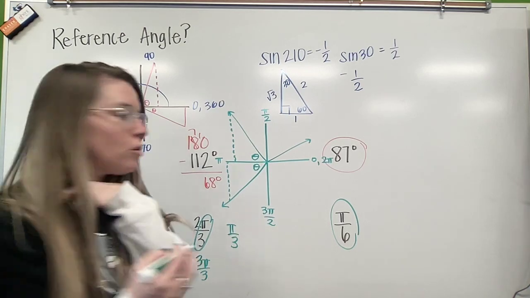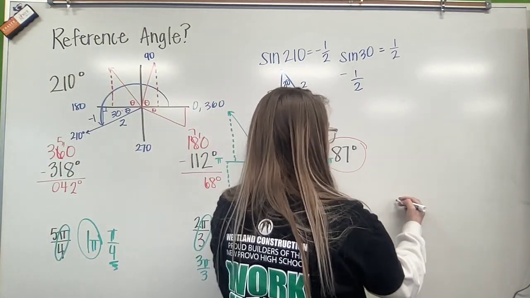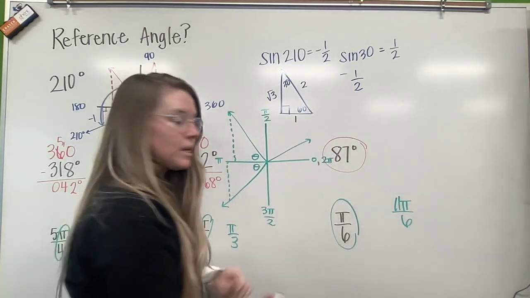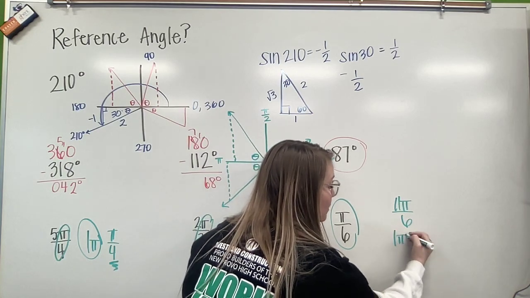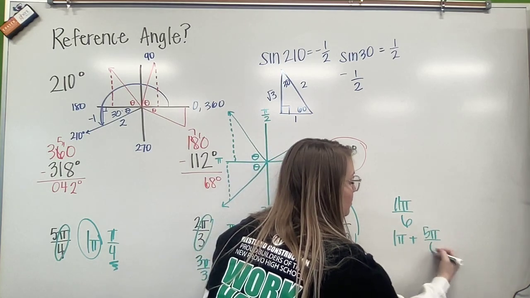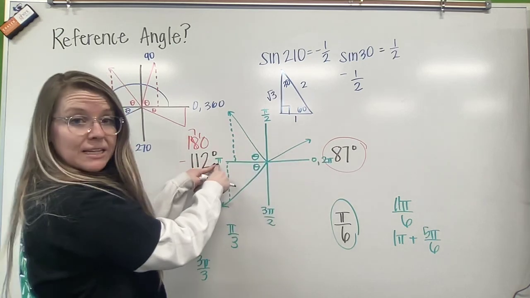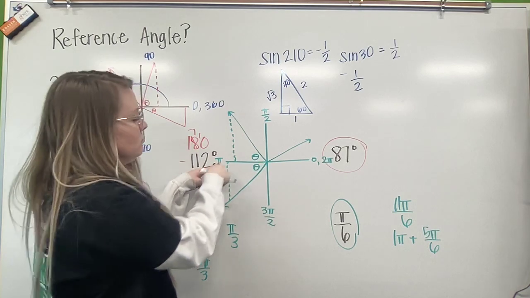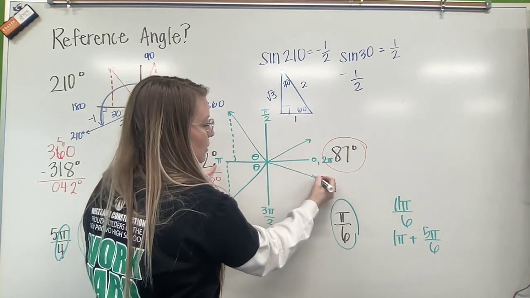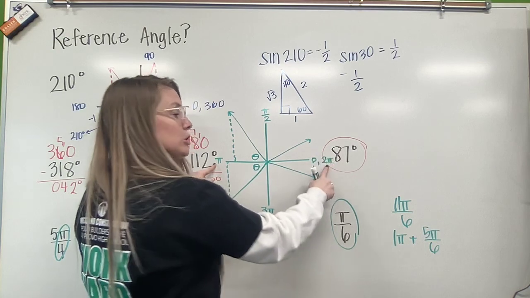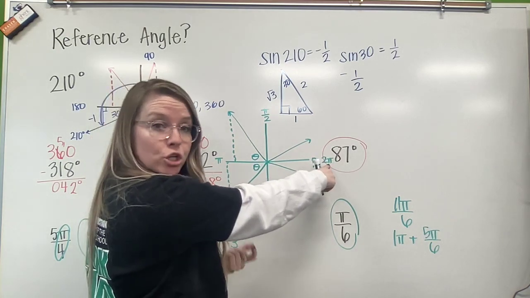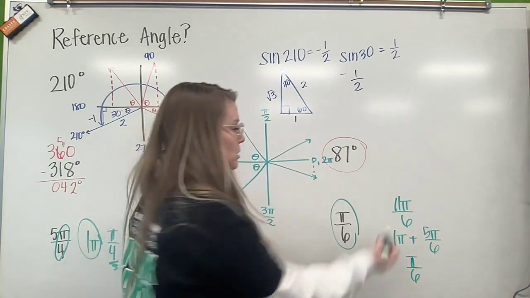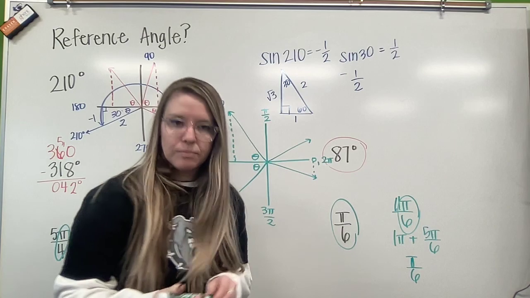Let's just do one more just real quick. Let's say we had 11 pi over 6. So this is a full pi plus 5 pi over 6. So it's going to rotate to pi, and now we have 5/6 of a second pi. So that's going to take me here. And we're going to refer to 2 pi. So how do I get to 2 pi? Well, I'm missing the last pi over 6. So that reference angle is pi over 6.